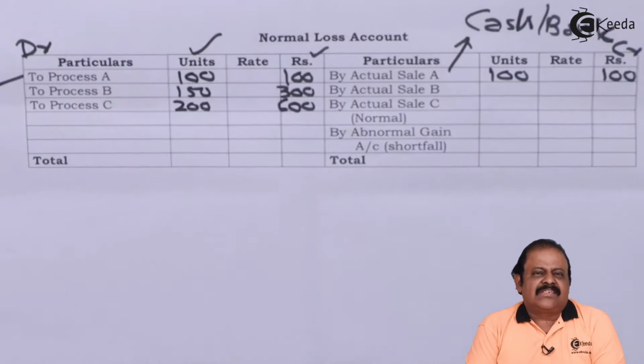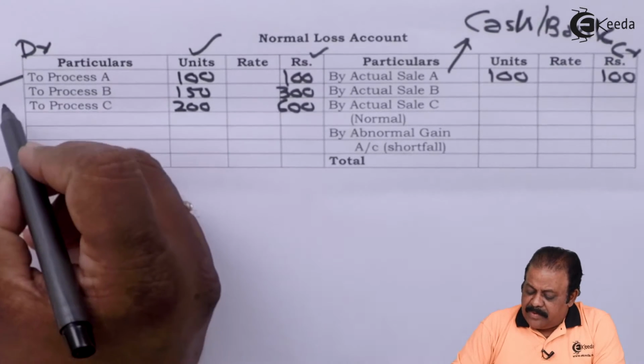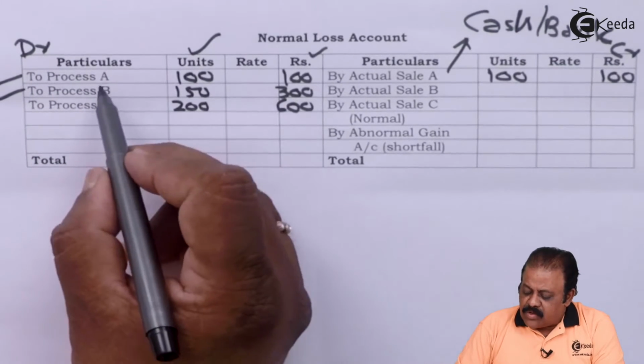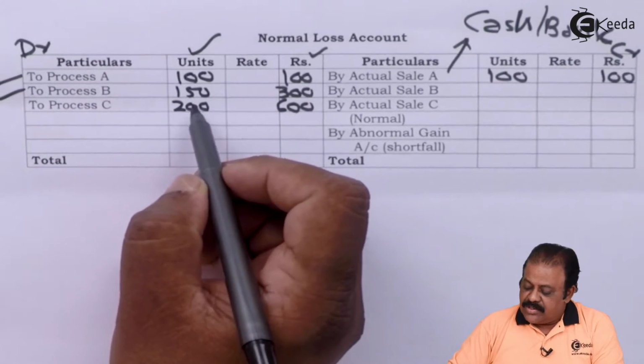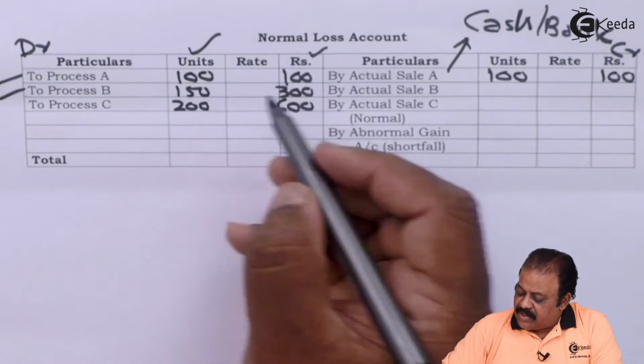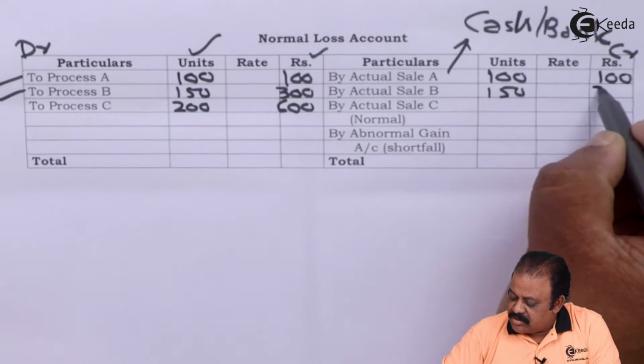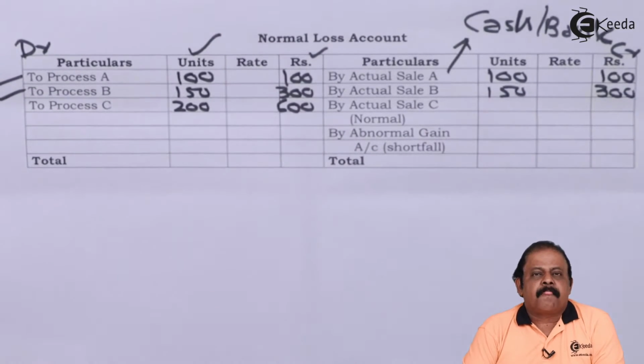Suppose in any process there is abnormal loss, that means we get a loss over and above normal loss. So it's very clear that whatever normal loss we expected has also arisen in that process. So those units will be recorded on the debit side. For example, in process B, suppose there is abnormal loss. So 150 normal loss units will definitely be there. These 150 units will be sold and will realize 300 rupees.